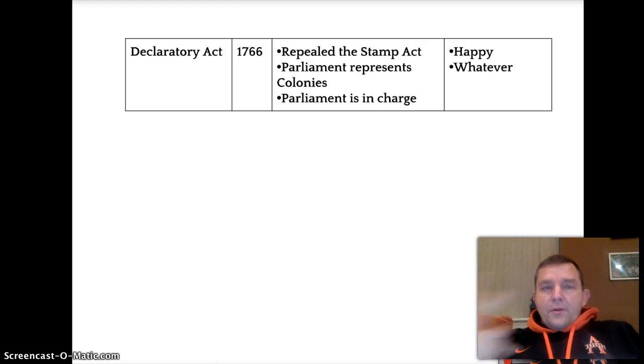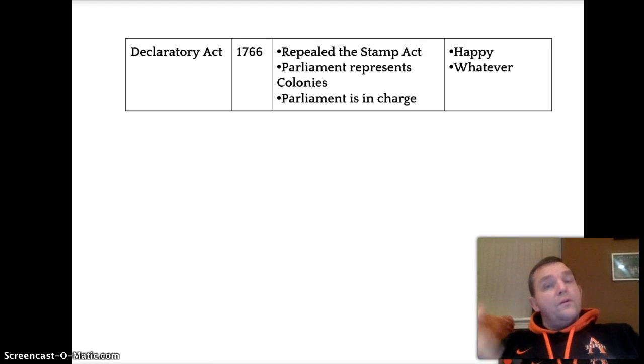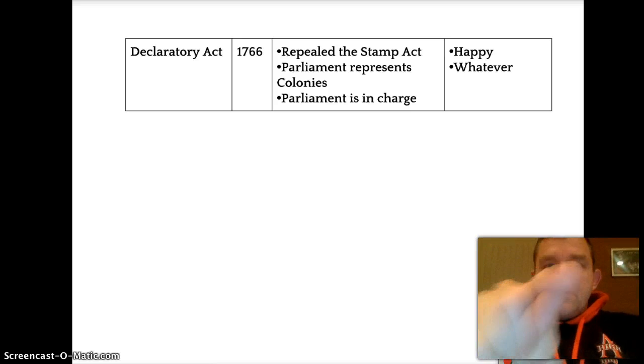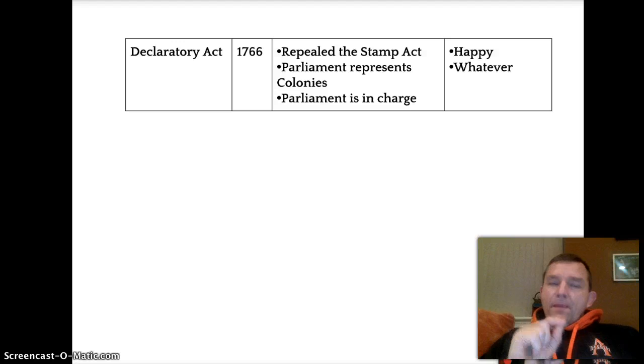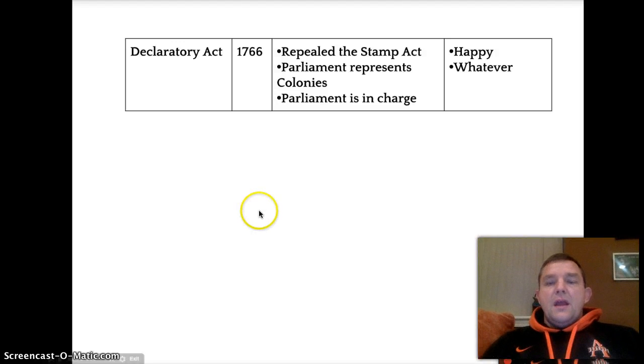But part two of the Declaratory Act, because there were two parts to the Declaratory Act. Part one said, we're going to repeal the Stamp Act because it's kind of an annoying thing. But part two said, but don't forget, colonists, we're in charge. We're in charge of the colonists. And they stuck their finger right in their face, just like that. And so the colonists are like, whatever, you can be in charge all you want. We won. We had these protests, we had these boycotts, and we won what was happening in the Americas.